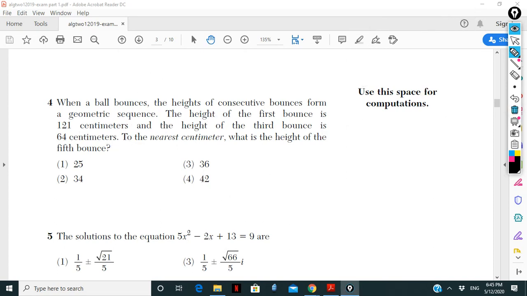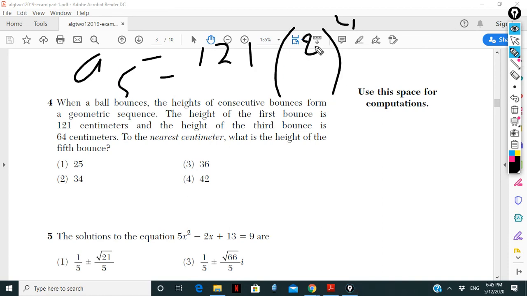Now for a5, it's 121 multiplied by r to the power 4, which is 8 over 11 to the power 4. I can use a calculator to evaluate this: 8 times 8 times 8 times 8 divided by 121, giving me almost 33.85. When I round it, it gives me 34. So the answer is 2.